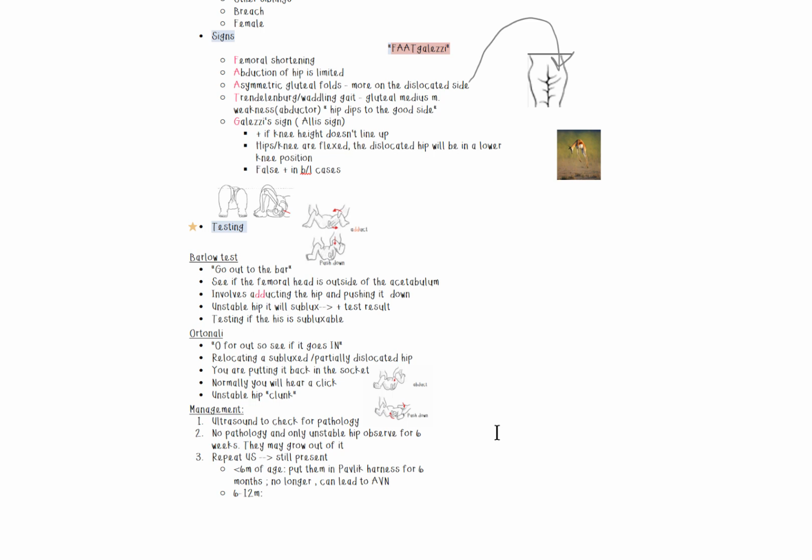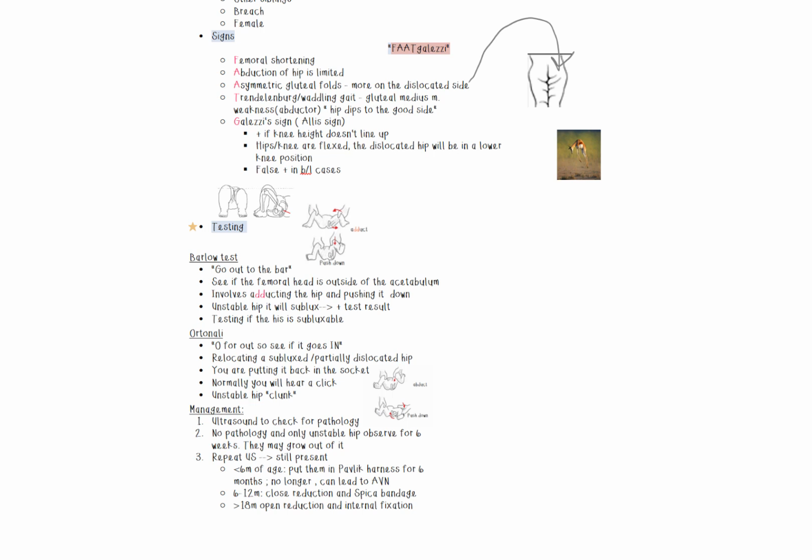Next, you'll do a repeat ultrasound after the 6 weeks is over. And if the baby still has an unstable hip and they are less than 6 months of age, you're going to put them in a pelvic harness. The key thing with this pelvic harness is you do not want to put that on for more than 6 months. You're probably wondering why. Well, it can cause avascular necrosis of that femoral head.